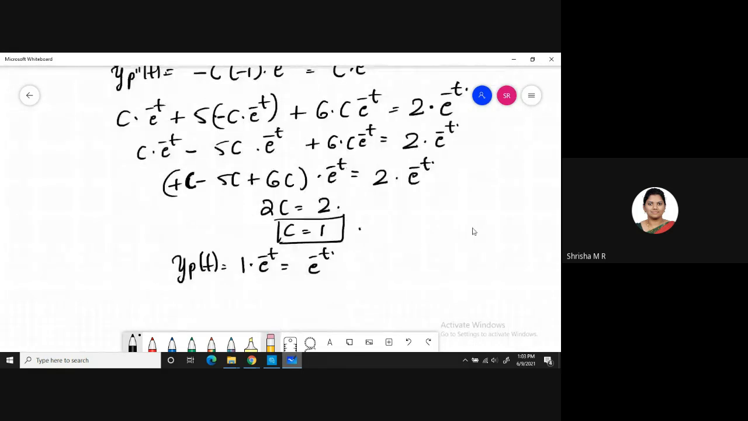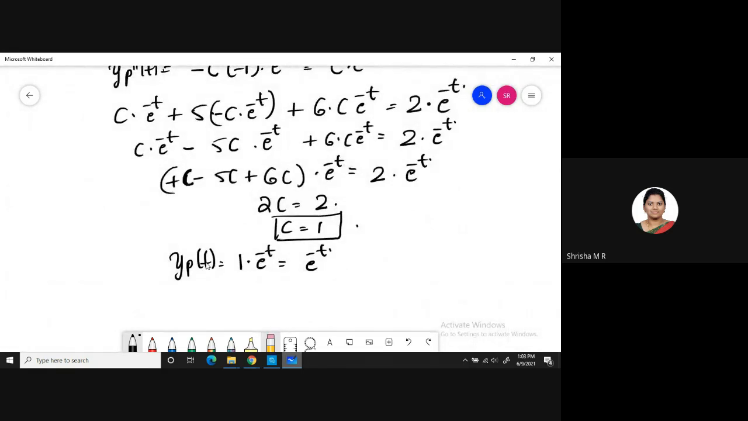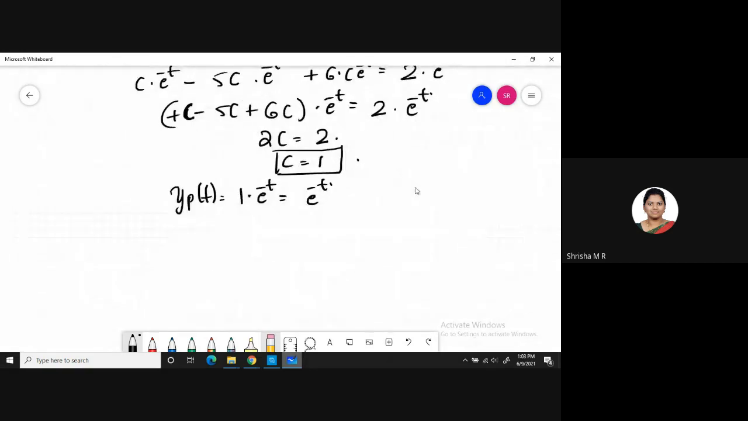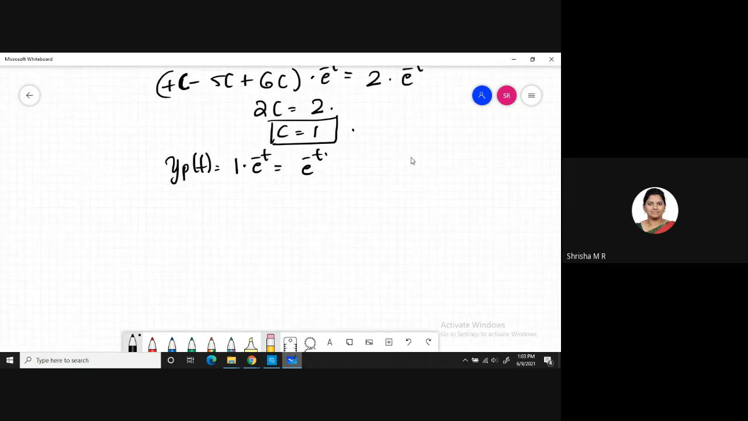So it is given to be 1. The particular solution yp of t is 1 into e power minus t, so e power minus t. Now you have to find the forced response of the system.